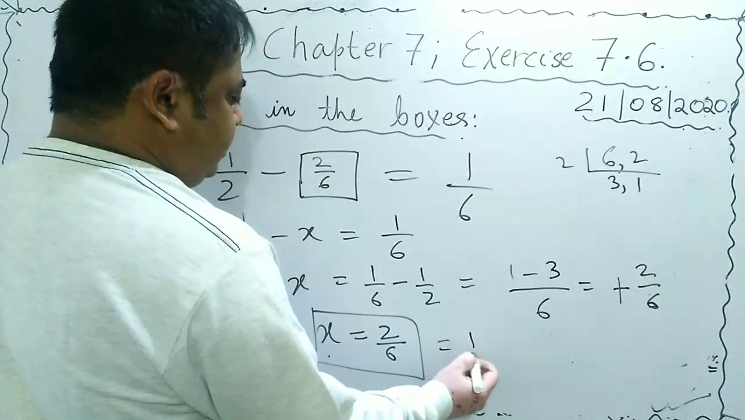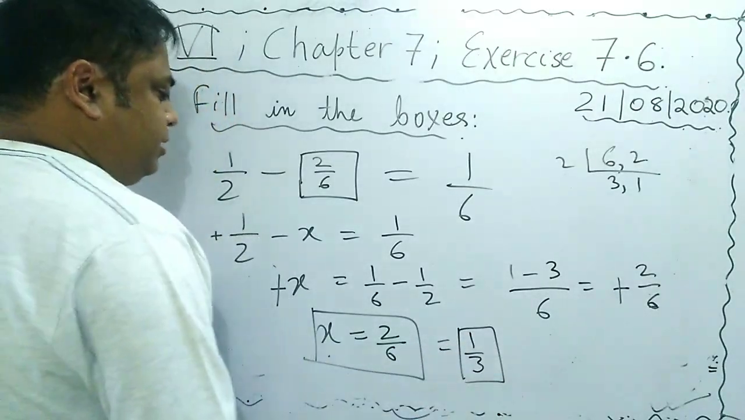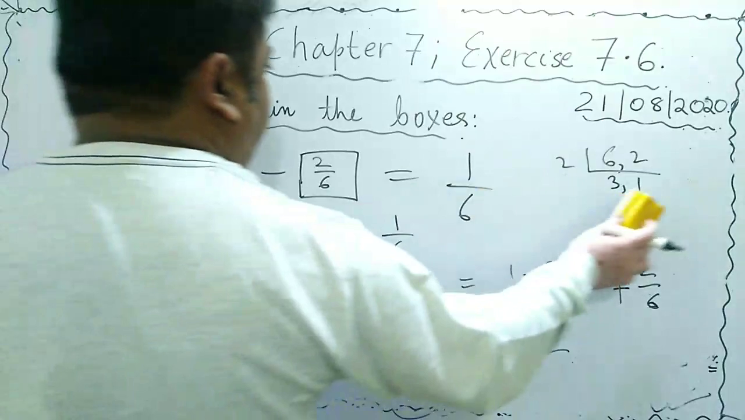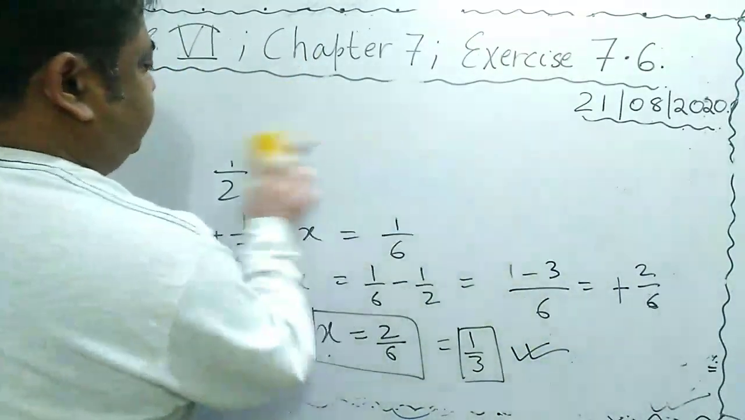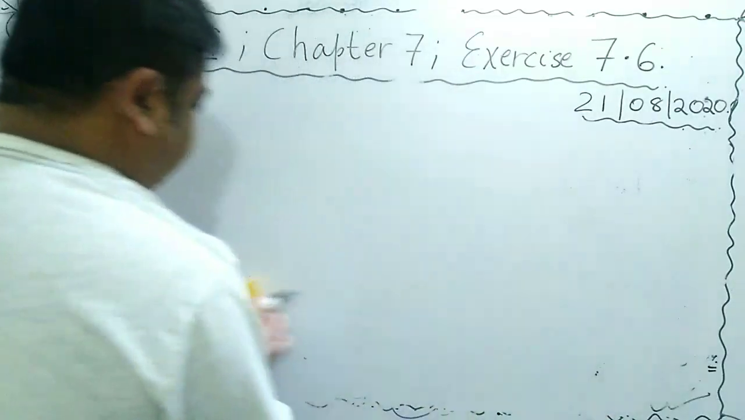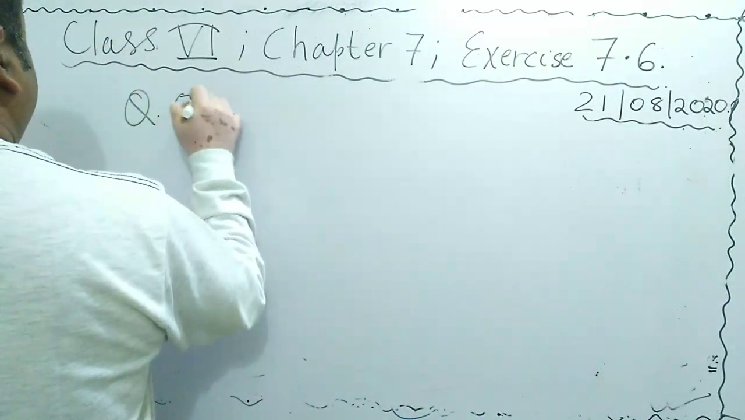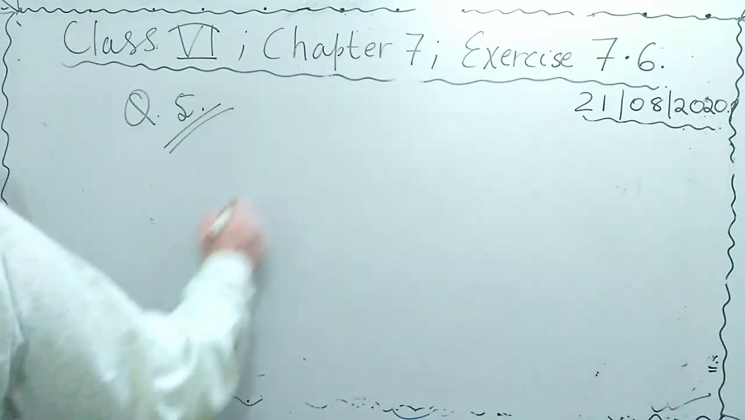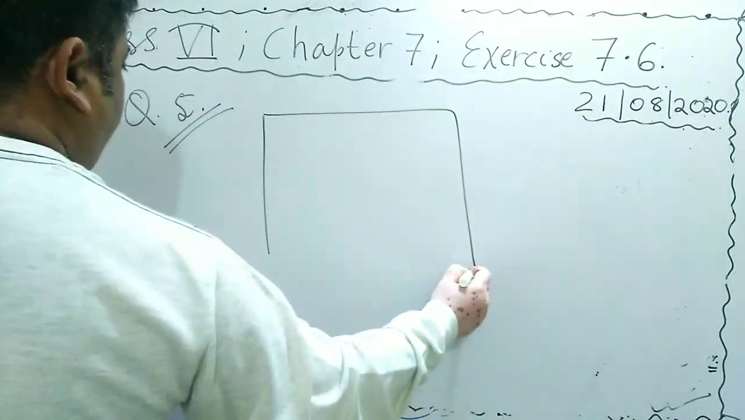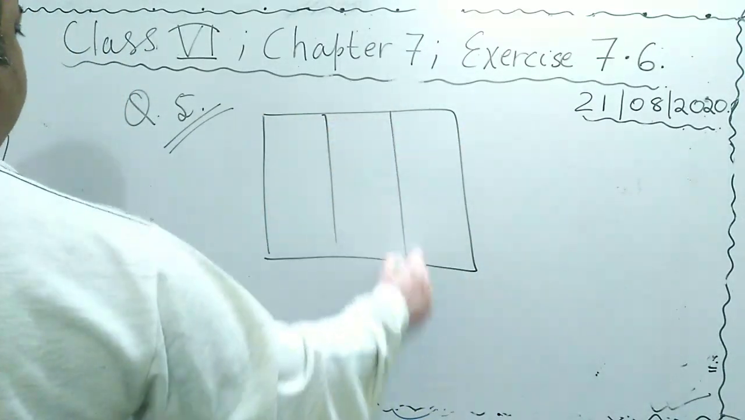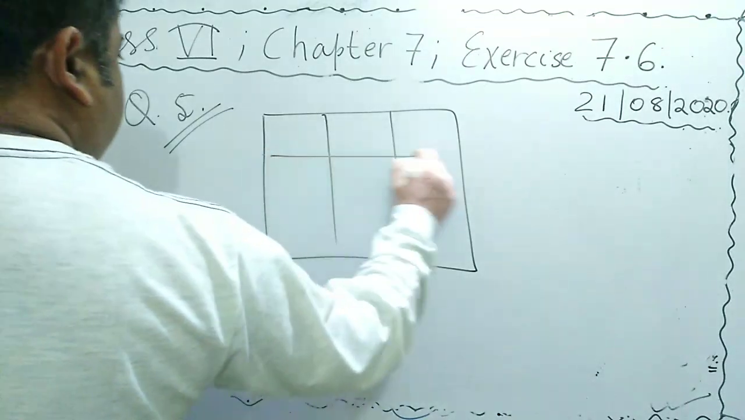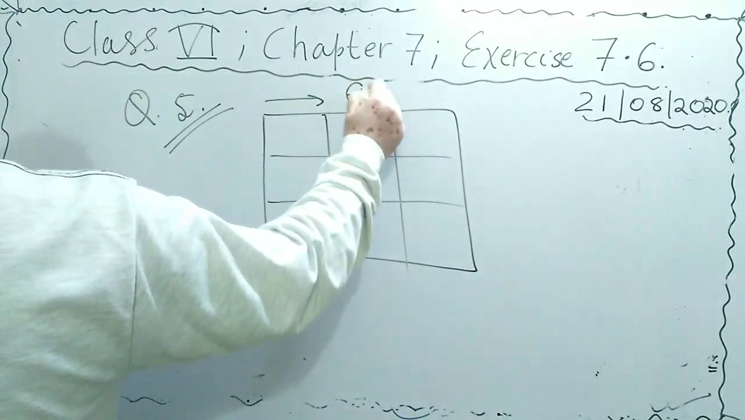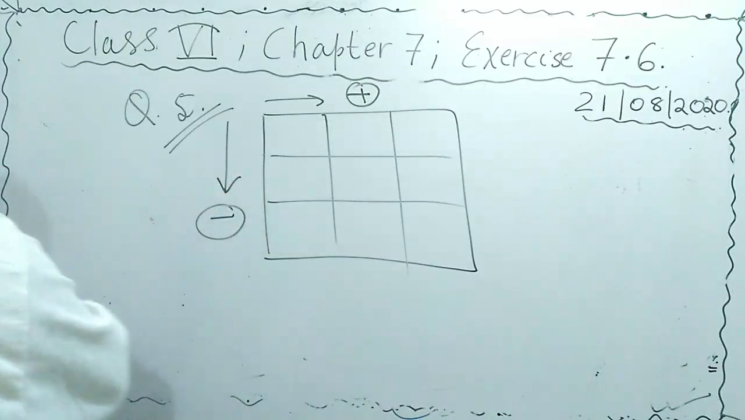इसे हम 1 by 3 भी लिख सकते हैं. Both are correct answer. Now question number 5. ऐसे बॉक्स बना हुआ है आपके बुक में जिसमें 9 बॉक्सेस हैं. लेफ्ट से राइट में हमें एडिशन करना है, टॉप टू बॉटम हमें माइनस करना है, बस इतना ही है.